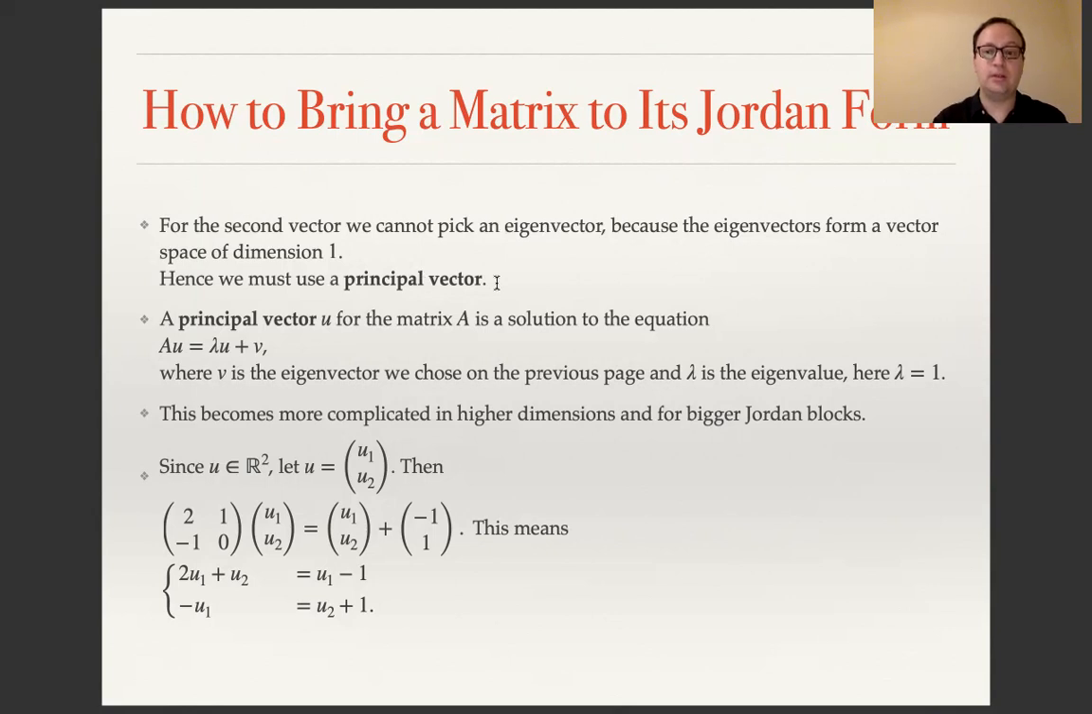And this is a characteristic of Jordan matrices. So when bringing the matrix to its Jordan form, we cannot use only eigenvectors. We cannot write the change of basis matrix using eigenvectors. We also have to use principal vectors.